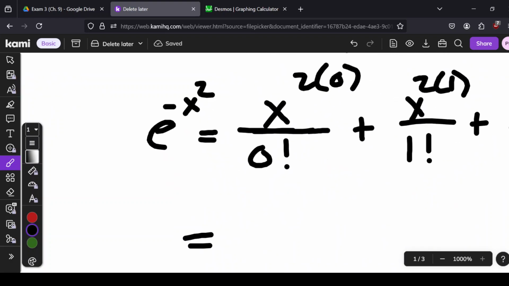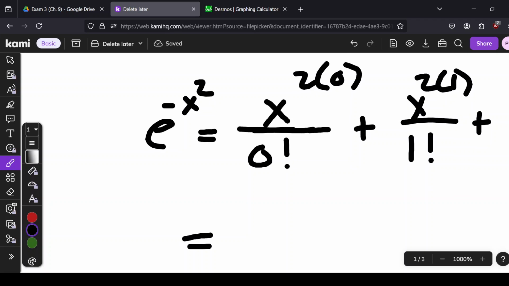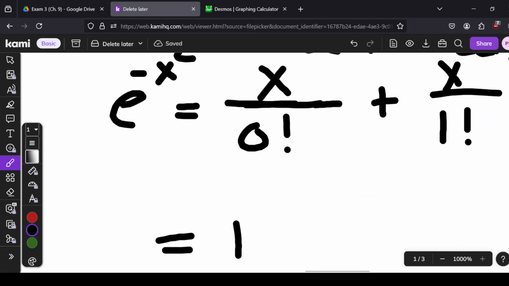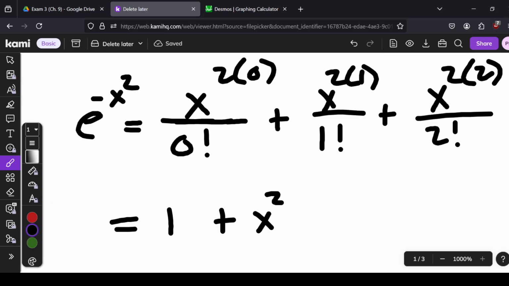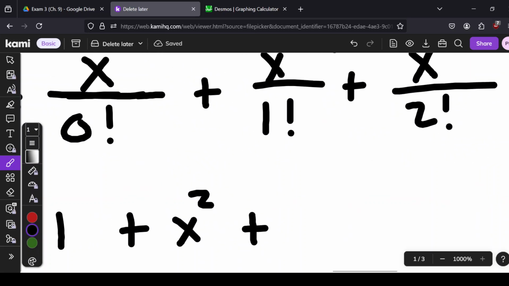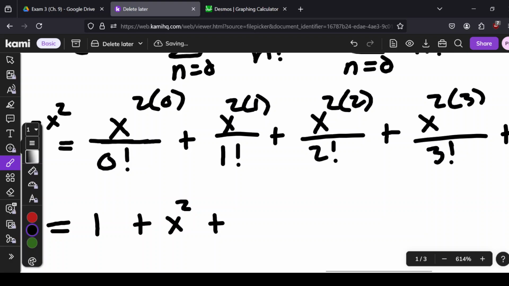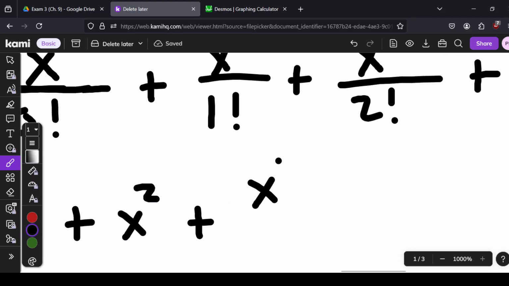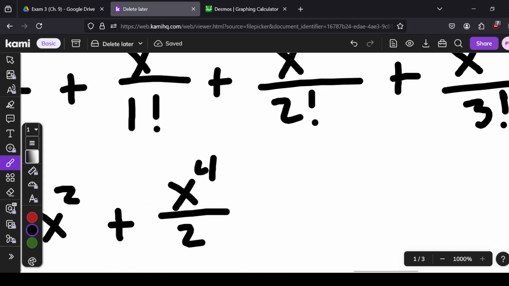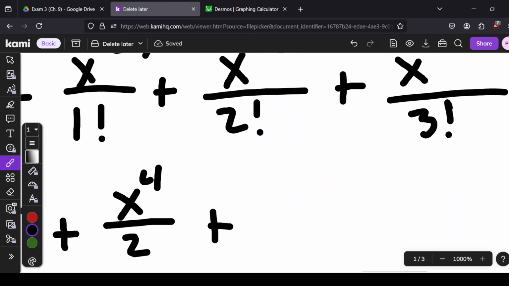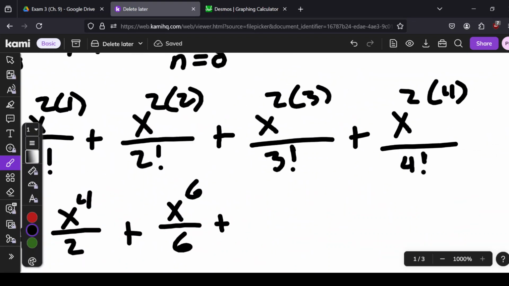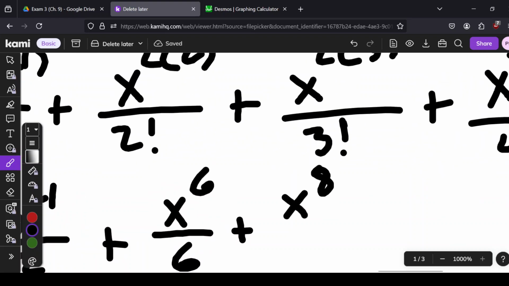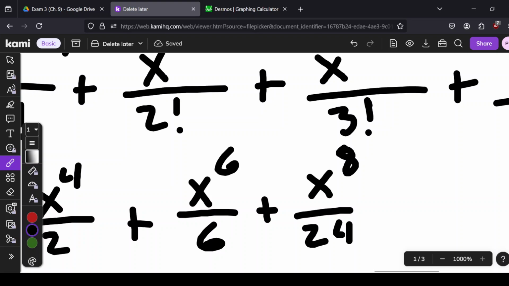Simplify this down. We got x squared plus x to the 4th over 2 plus x to the 6th over 6 plus x to the 8th over 24.